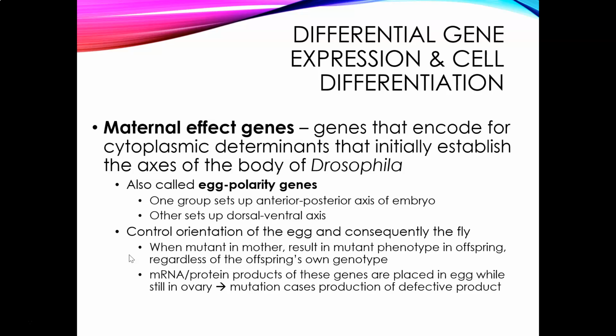So when a mutation happens in the mother itself, it results in a mutated phenotype in the offspring. And it doesn't really matter what the offspring's actual genotype is. So if you remember, back this up a step, we talk about genotypes and genetics, right? When you're doing those traditional Punnett squares, you're used to writing genotypes as a capital A, lowercase a, or two capital A's or two lowercase a's, right? Are we homozygous dominant? Are we heterozygous, homozygous recessive?